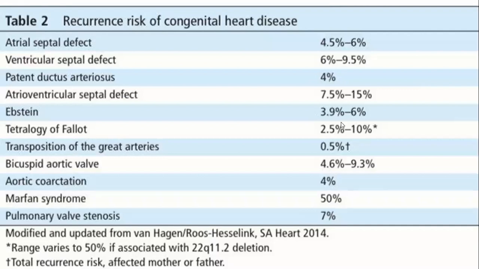As you see on this table, the recurrence risk of congenital heart disease is very high, reaching 50% in those with Marfan syndrome, and in those with AV canal septal defect reaching 50%. Mind you, this will also increase based on the chromosomal abnormalities the individual patient has. It may reach 50% even with AV canal defect in those with chromosome 22 deletions. So we need to emphasize the recurrence risk of congenital heart disease.